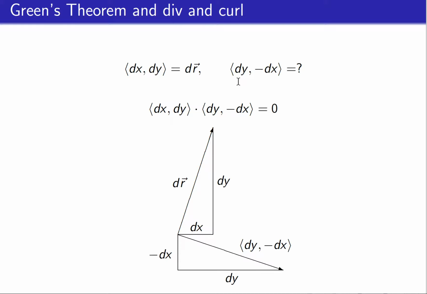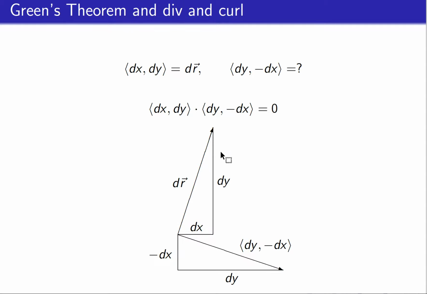Well, if this is dr, you'll notice this dotted with that is equal to 0. So dx times dy, dy times negative dx, add it together, you get 0. That is to say that these are orthogonal to each other. So if this is dx, dy, and this is dr, okay?